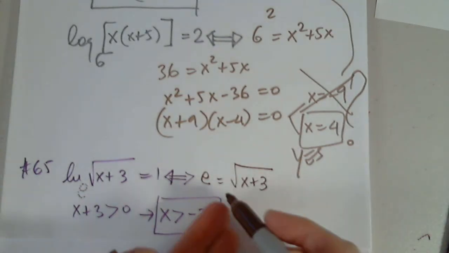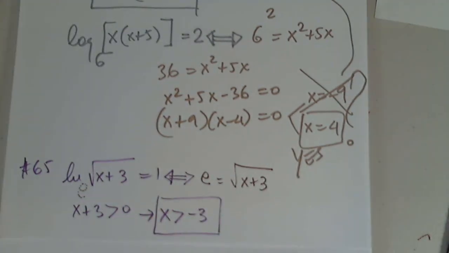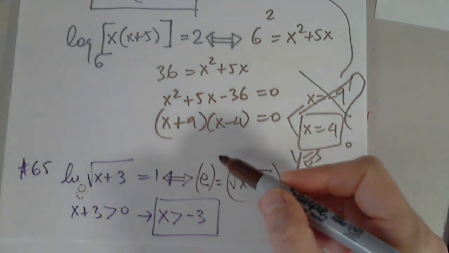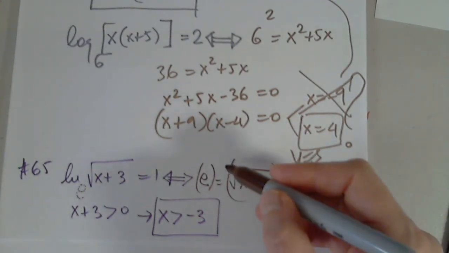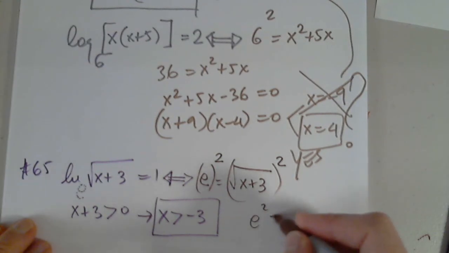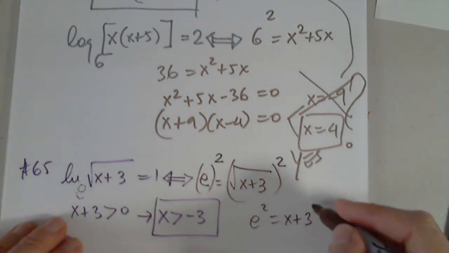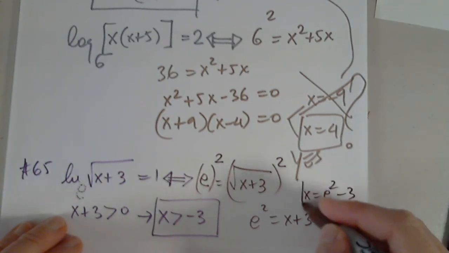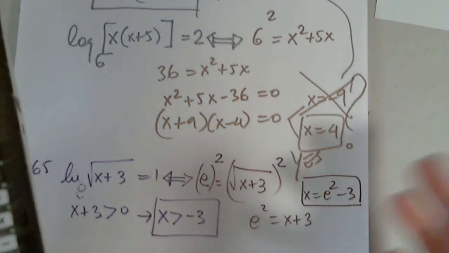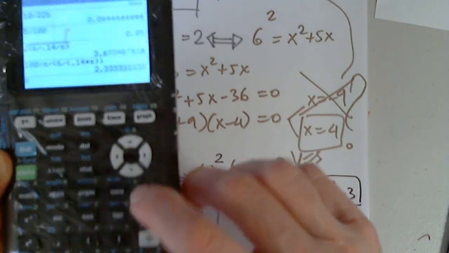So what do I do? How do I solve this? How do we solve a radical equation? And the power is? Square. Very good, awesome. So then e squared equals x plus 3. So x equals e squared minus 3. This is definitely a positive number. It's 2.78 squared minus 3.